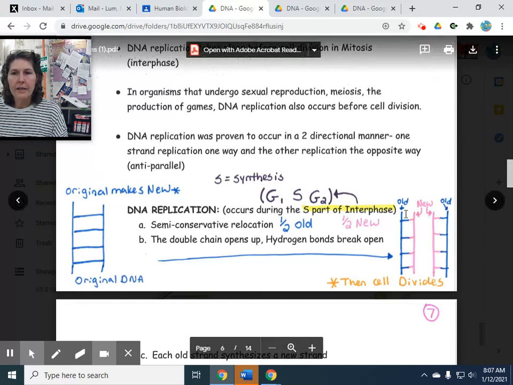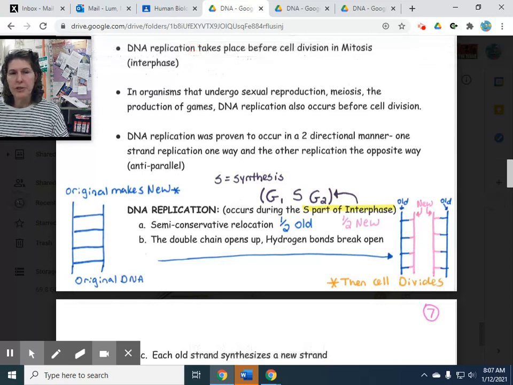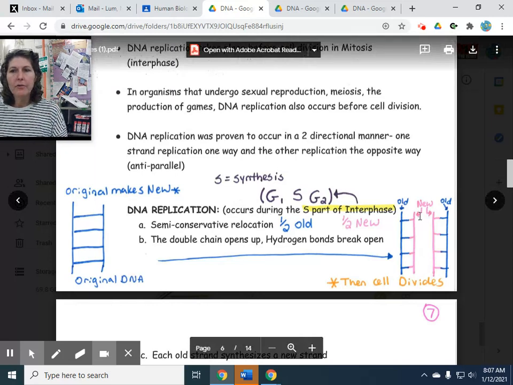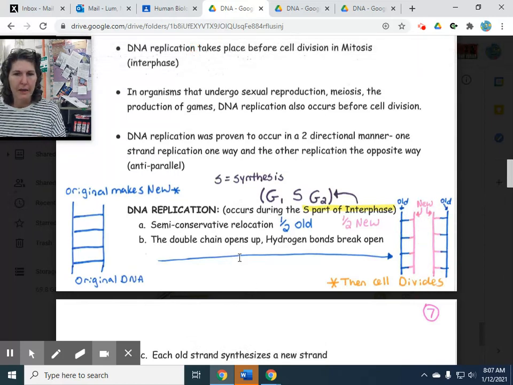Okay, each strand is made up of 1/2 old, which was your template, and 1/2 new DNA. The new DNA knew how to be created because it's reading the old DNA on both sides. However, they're going to be done in opposite directions. So one's going to get made in this direction, and one's going to get made in this direction. And that's where that 3' and 5' come into play.